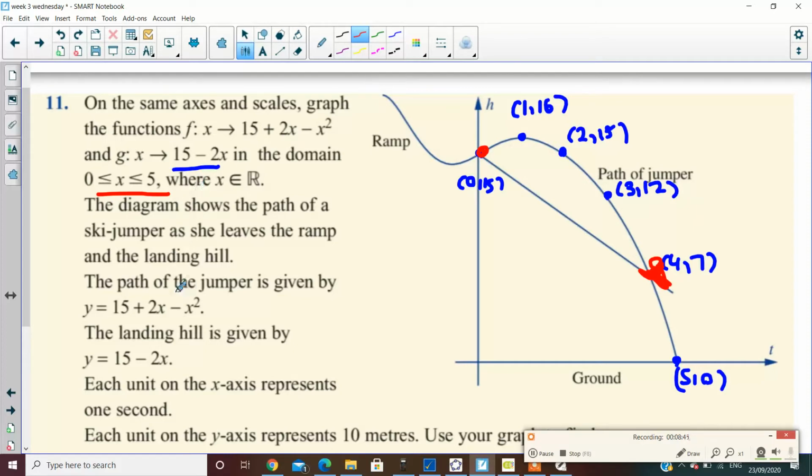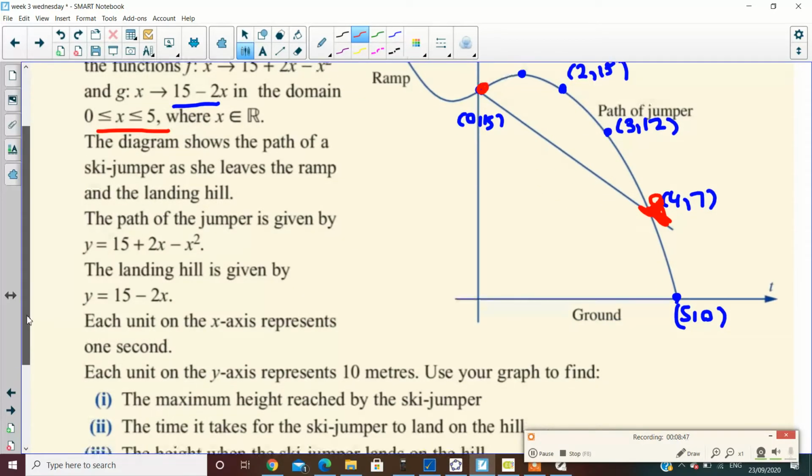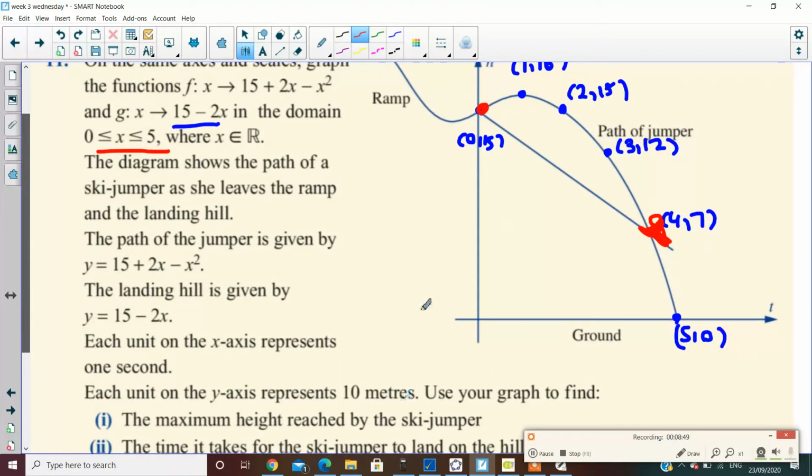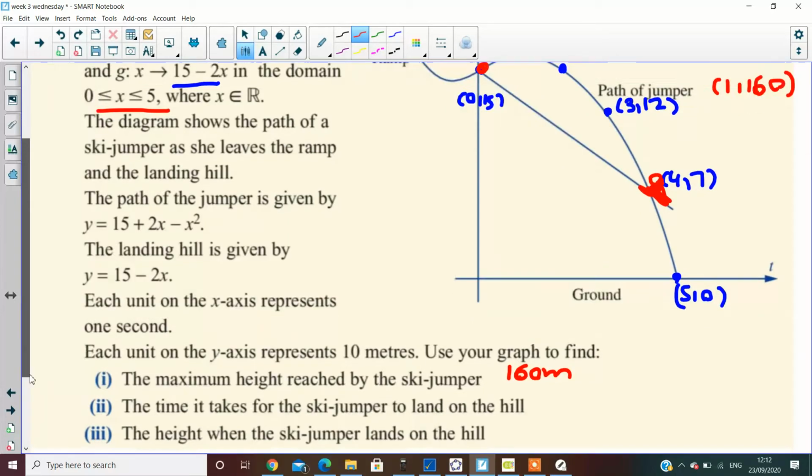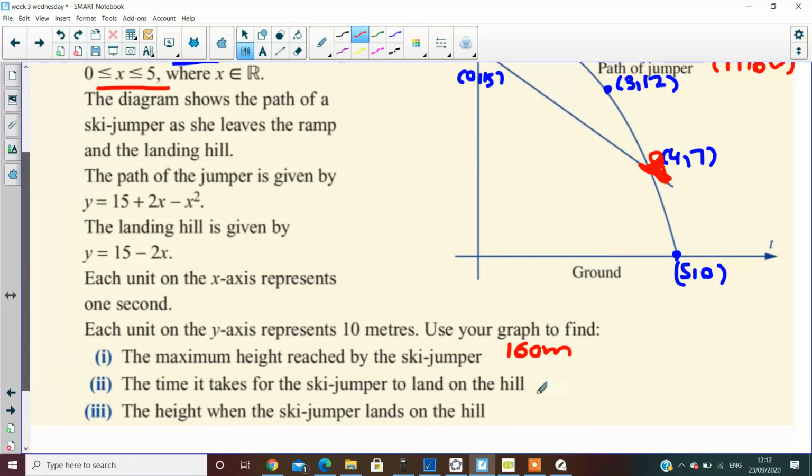You're right. Now, each unit on the x-axis represents 10 meters. So what is actually your largest height then? 16 is actually 160. Great. So what's the maximum height of the ski jumper? Okay. The time it takes for the ski jumper to land on the hill? 4. Landing back on the hill is 4 seconds.